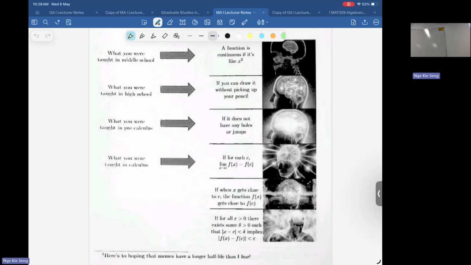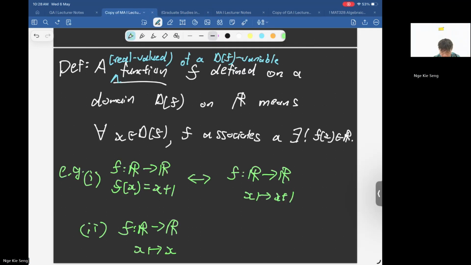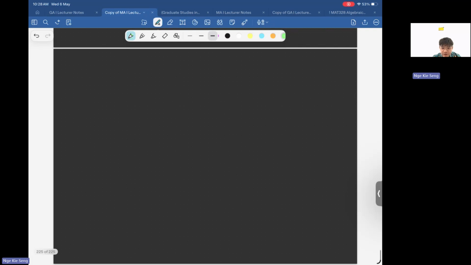This says that continuous is if you can draw it without picking up your pencil, right? Meaning you have to go on that without lifting. But later you will have some examples that maybe challenge this concept. Yeah, we will see some exotic examples that are continuous. Might not be as continuous as you think, but it is continuous.